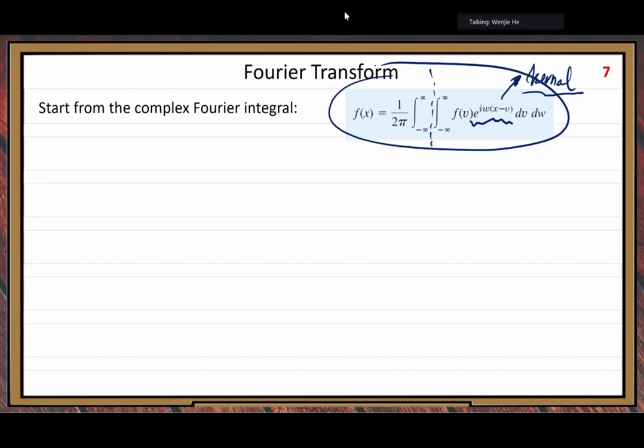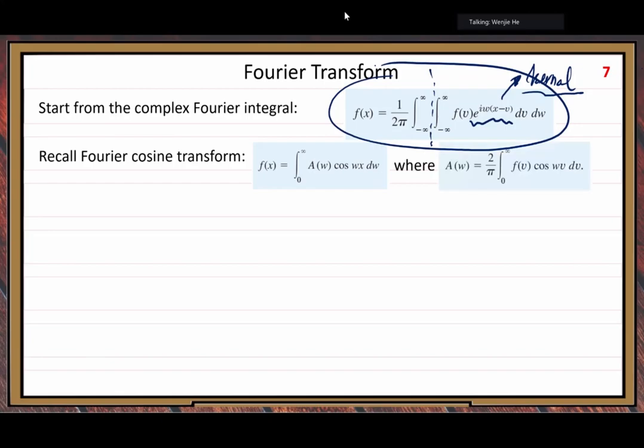So let me explain the reason behind it. Recall the Fourier cosine transform. When we do this, we work on the even function, right? For cosine. For the general function, we need to use both cosine and sine.